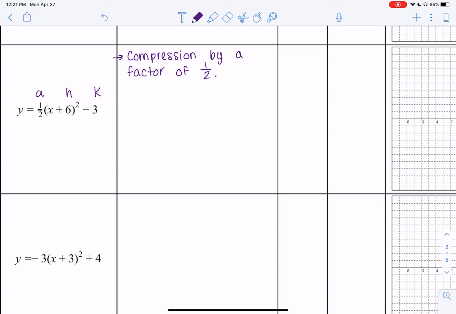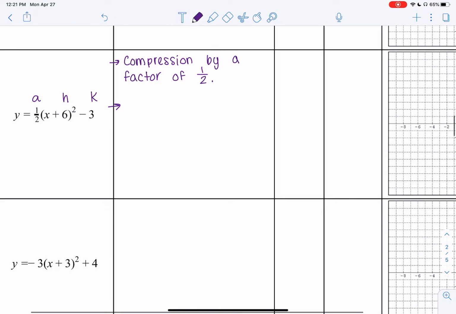Next, we'll look at our H, and in the equation, we'll notice that it appears as a positive 6. So when it's positive, it's counterintuitive, we're moving to the left. So we have a horizontal translation six units to the left.